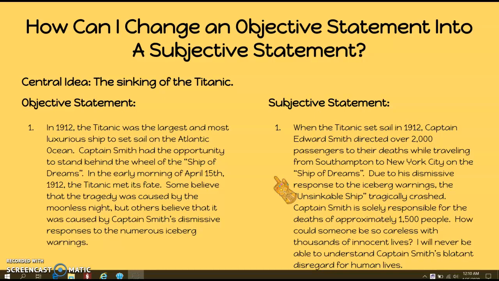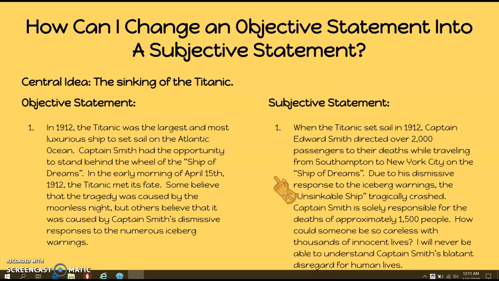So my subjective statement: When the Titanic set sail in 1912, Captain Edward Smith directed over 2,000 passengers to their deaths while traveling from Southampton to New York City on the Ship of Dreams. Due to his dismissive response to the iceberg warnings, the unsinkable ship tragically crashed. Captain Smith is solely responsible for the deaths of approximately 1,500 people. How could someone be so careless with thousands of innocent lives? I will never be able to understand Captain Smith's blatant disregard for human life.